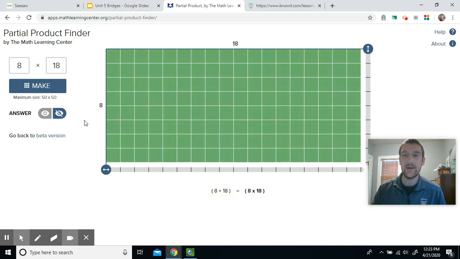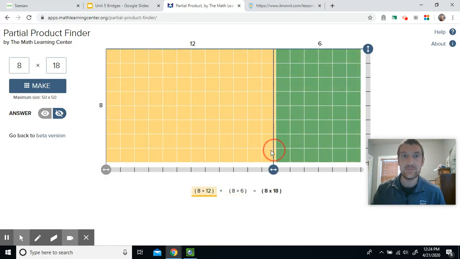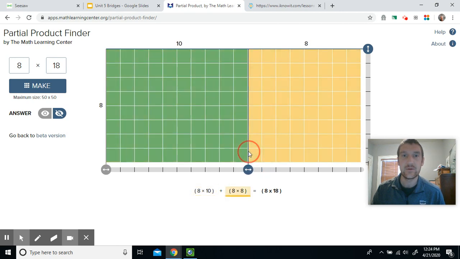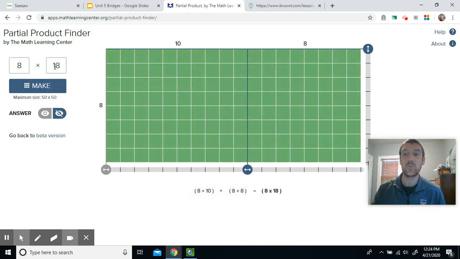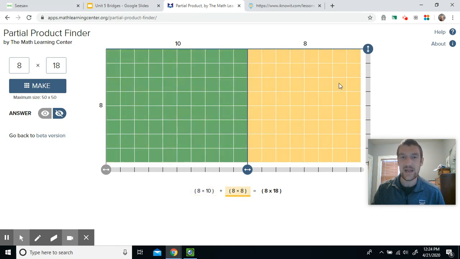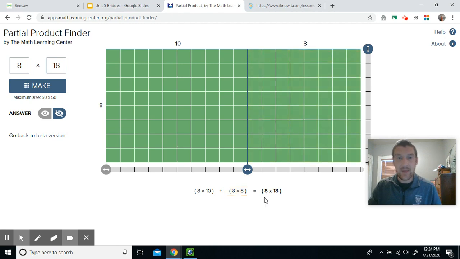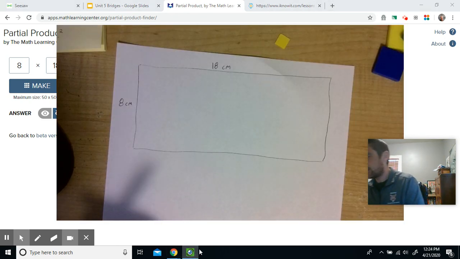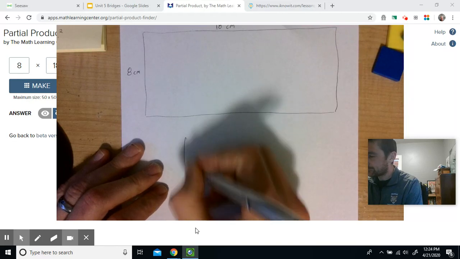But when you're using the area model, you don't just think about it like 8 times 18. You think about it like the ones digit times the tens digit. So 8 times 10. And then you think about it like the ones digit times the ones digit. So 8 times 8 in this case. So we split up our problem, 8 times 18, into two different parts, 8 times 10 and then 8 times 8. So on my paper, what I would do is I'd make a rectangle.